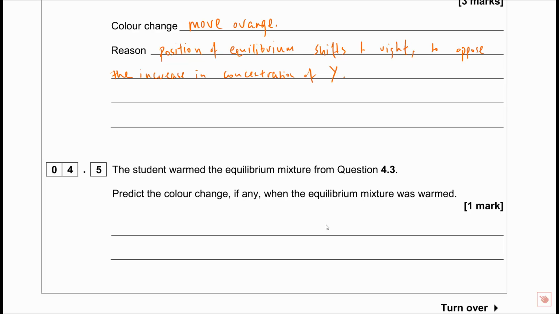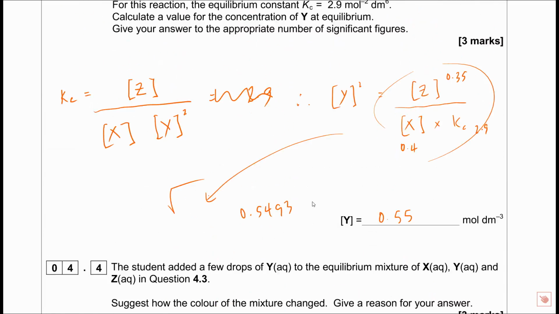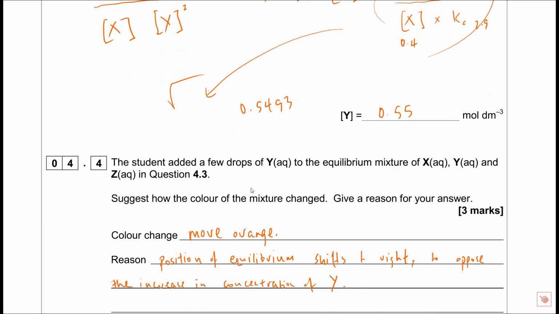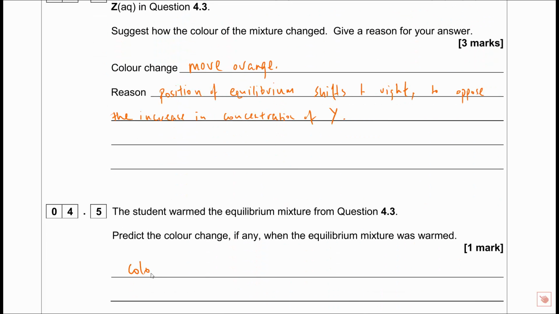Student warmed, oh here we go, look at this. The student warmed the equilibrium mixture from question 4.3. Predict the colour change, if any, when the equilibrium mixture was warmed. So, back up we go to the equilibrium. We're given an enthalpy change. It's an exothermic reaction in the forward direction. So if we increase temperature, it wants to decrease that, and it must do so by shifting or favouring the endothermic reaction. So in this case, it will shift to the left because that's the endothermic way. It will favour that backward reaction, producing more of colourless X and colourless Y. Therefore, the colour would fade. No explanation required there. The colour would fade. But I've given you a little bit of an explanation as to what's going on there.